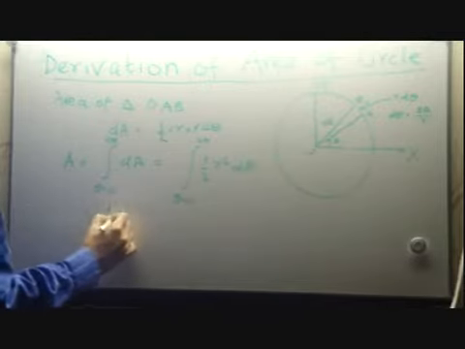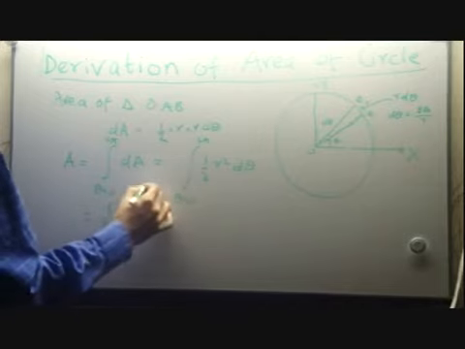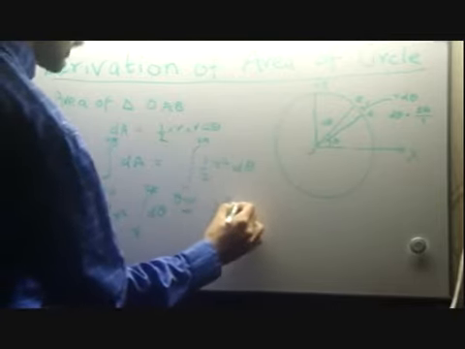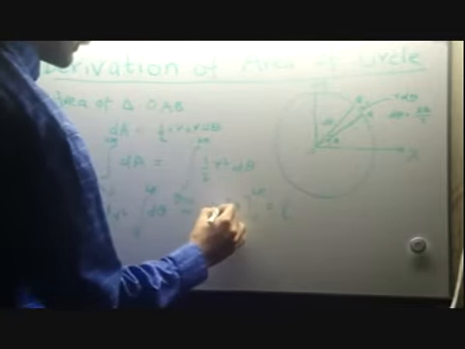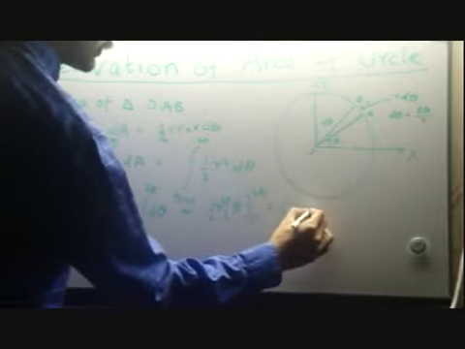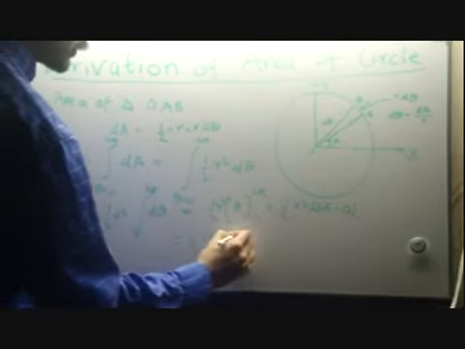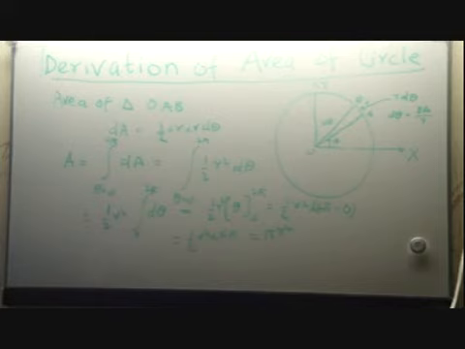So we can write it as half r square times the integral of d theta from 0 to 2 pi. So eventually this leads to half r square times theta, as theta varies from 0 to 2 pi. We can write it as half r square into 2 pi minus 0, which is half r square into 2 pi. The 2 gets cancelled, and we get pi r square. So this is a simple derivation, and it also shows how we can use integral calculus to derive the area of a circle.